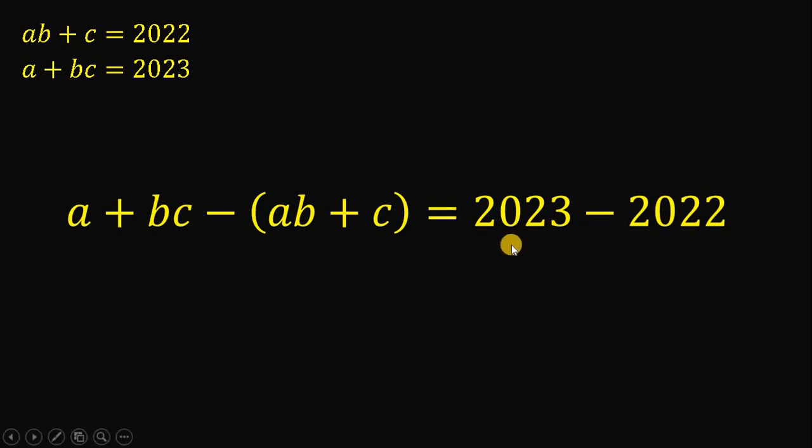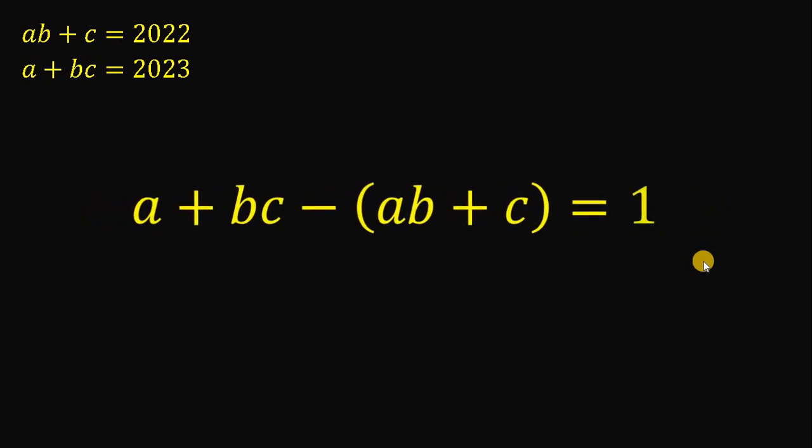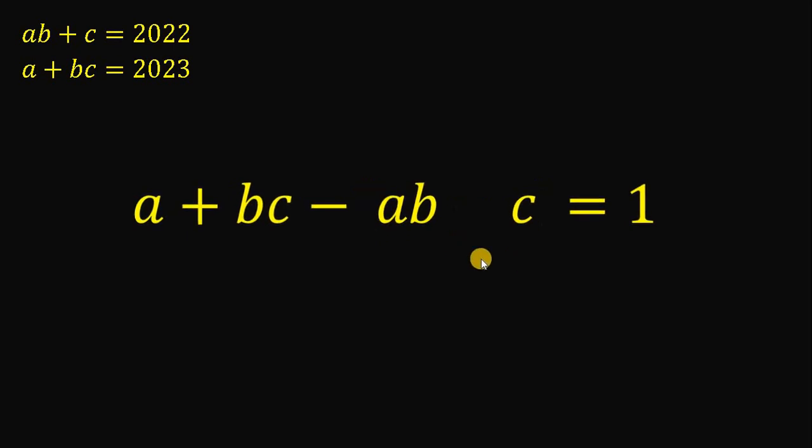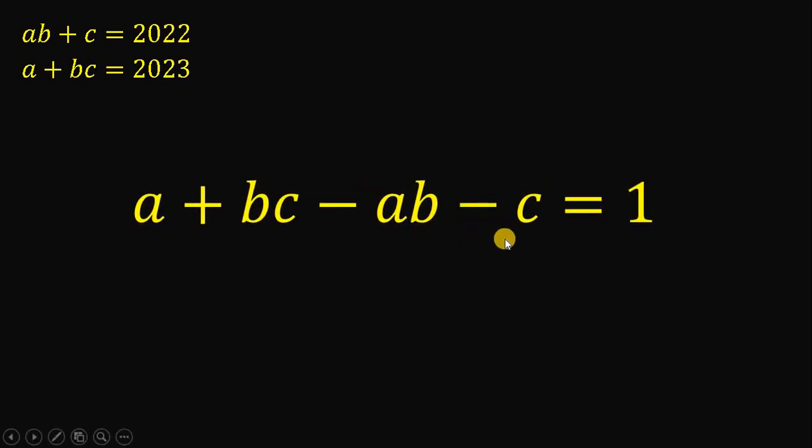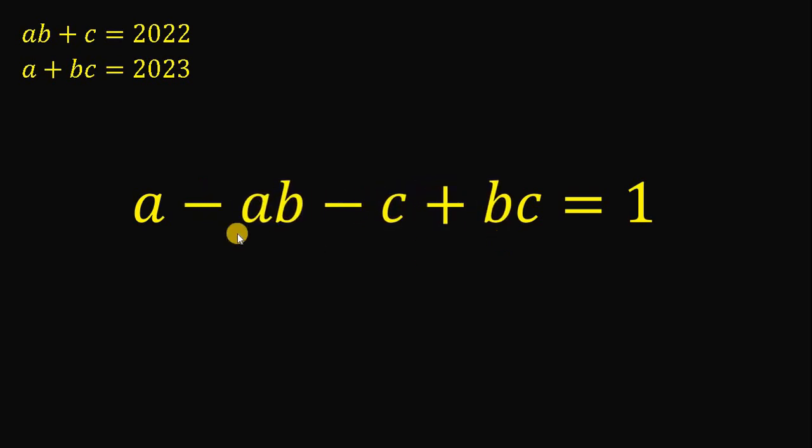On the right hand side, 2023 minus 2022 is just 1. And now, let's simplify. Let's distribute this negative sign to AB and C. This will give us negative AB minus C. Now, rearrange some terms a little bit like this. So, you have A minus AB minus C plus BC.